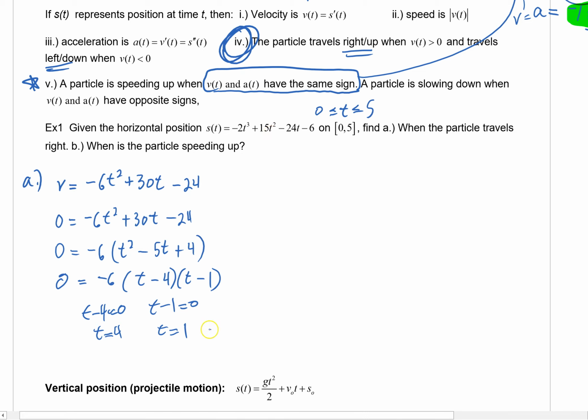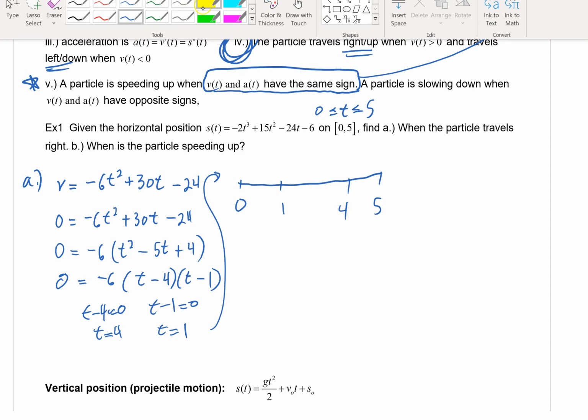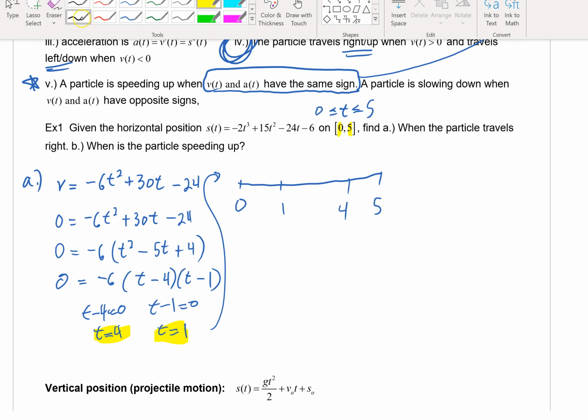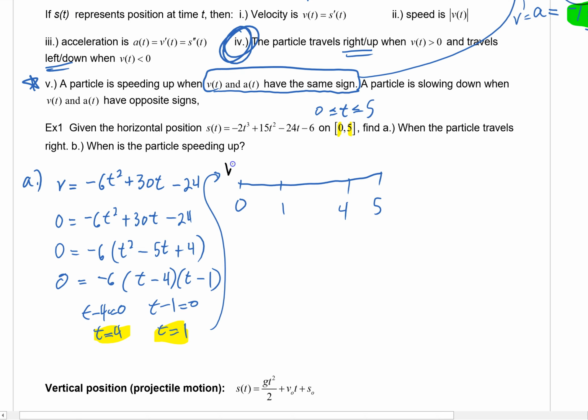But I'm going to make a little number line right here, and maybe this is a cool thing to take a look at. Remember, I'm on the interval from 0 to 5, so here's a 1 and here's a 4. I hope it's pretty evident why I'm putting those on the number line. The 0 and the 5, we're just between those. Ultimately, I'm interested in what's happening with velocity.